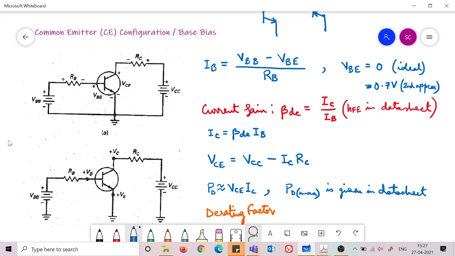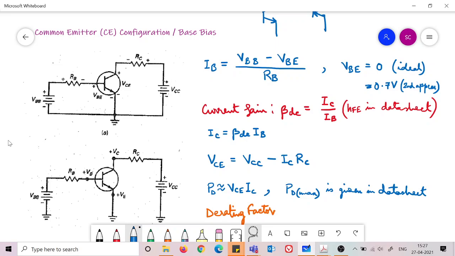In this particular loop, what are the voltages and currents that are known? VBB is known because this is the biasing potential that we have set up. RB is known because this is the base resistance that we have given here in the circuit. There is a potential between base and emitter. This is the junction potential, VBE. Is this junction potential known or not known? Can anyone say?